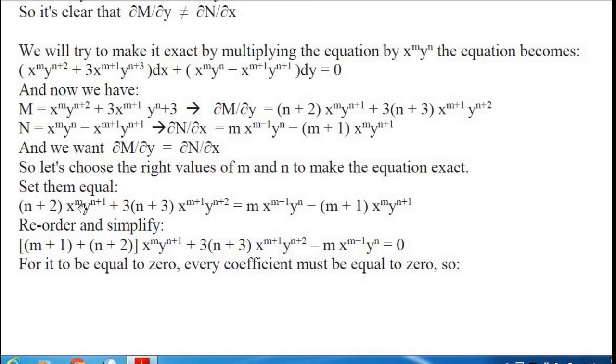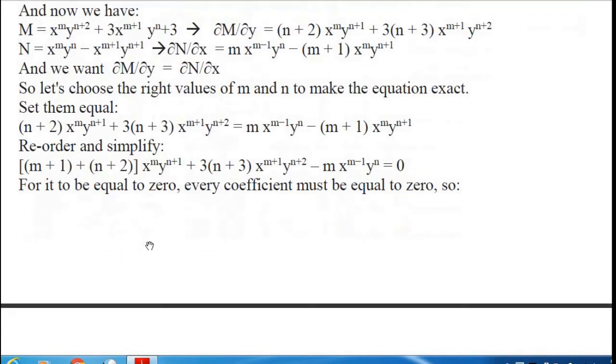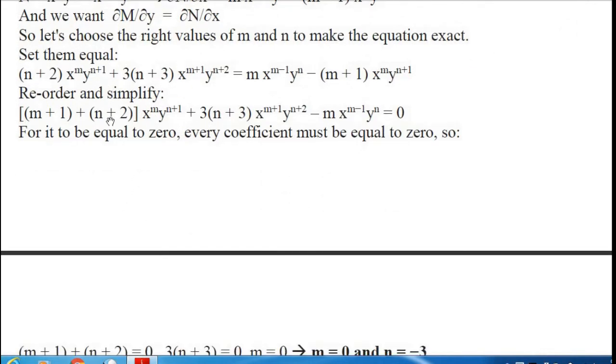So, we assume this condition and write these two equations as (n+2) x^m y^(n+1) + 3(n+3) x^(m+1) y^(n+2), that is ∂M/∂y, equal to ∂N/∂x, and we rearrange the terms and, summing up the like terms, we get such an equation.